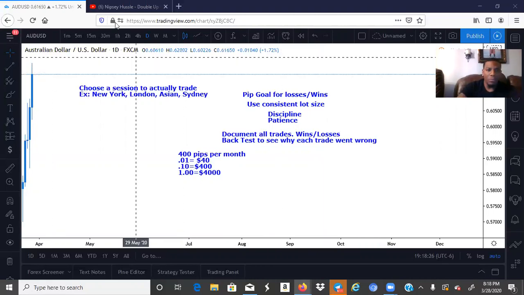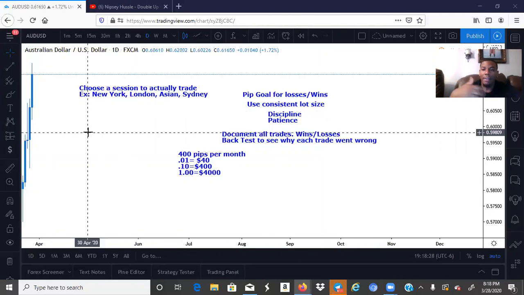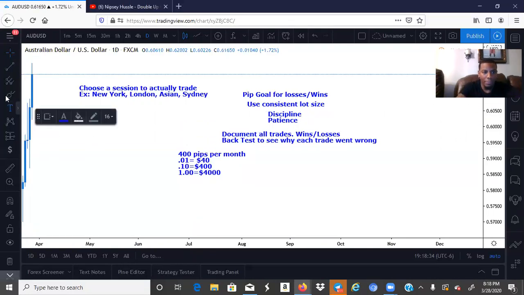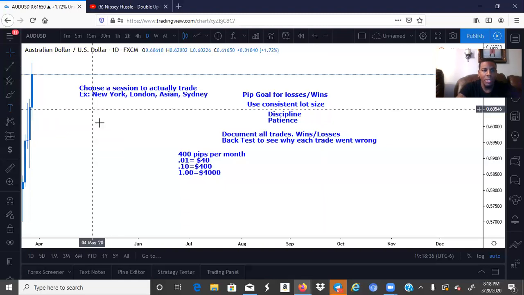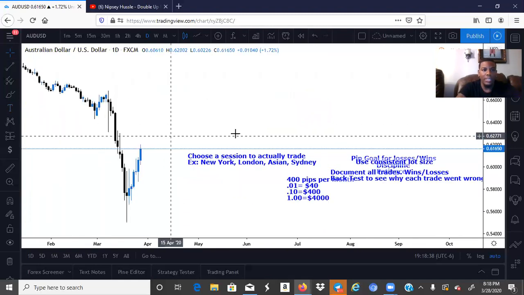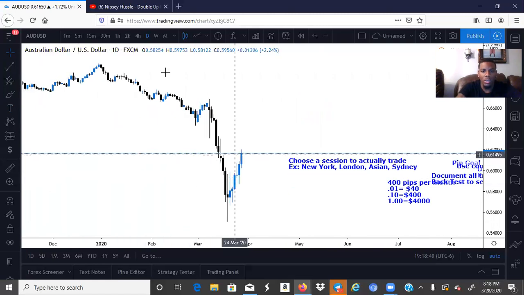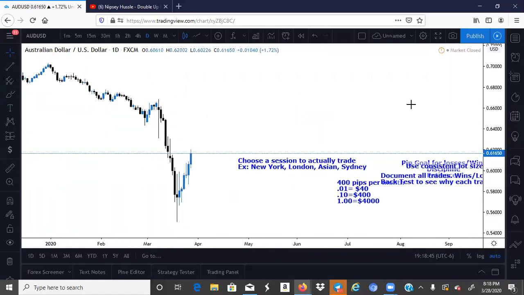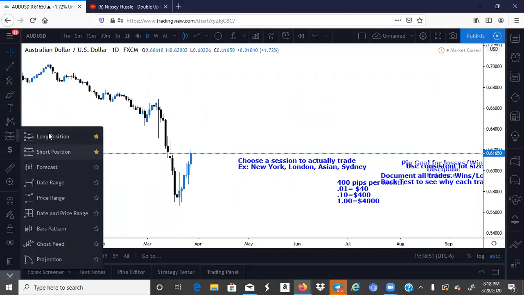All right. So if you have TP1 and TP2, that means that you enter the trade twice, right? So for example, let's say we said to buy AUD USD at 61650, right? Let's just look at this.